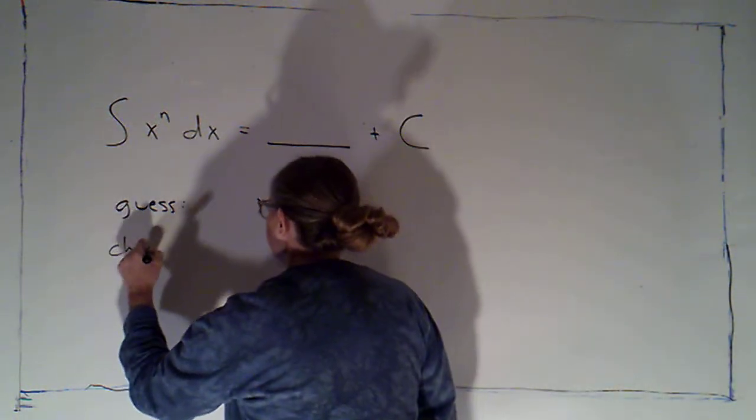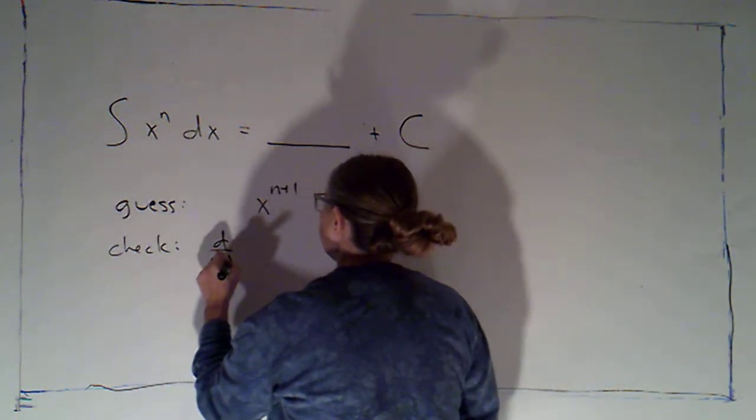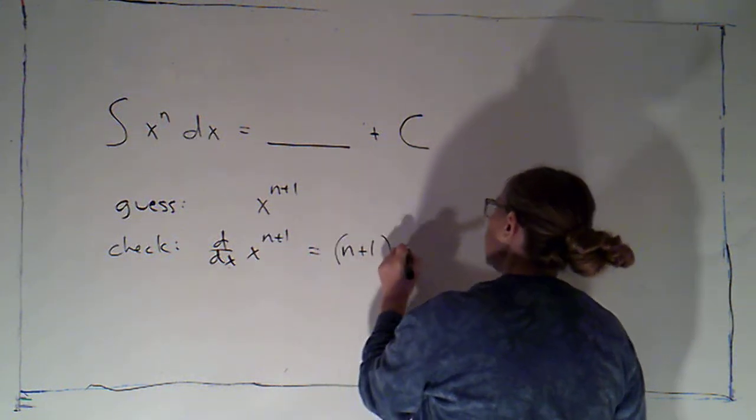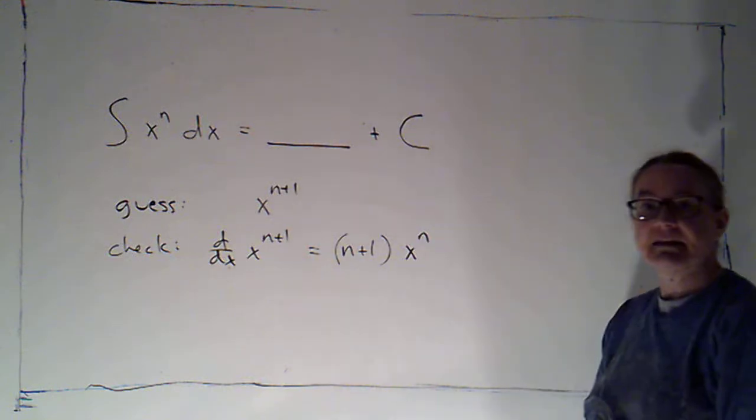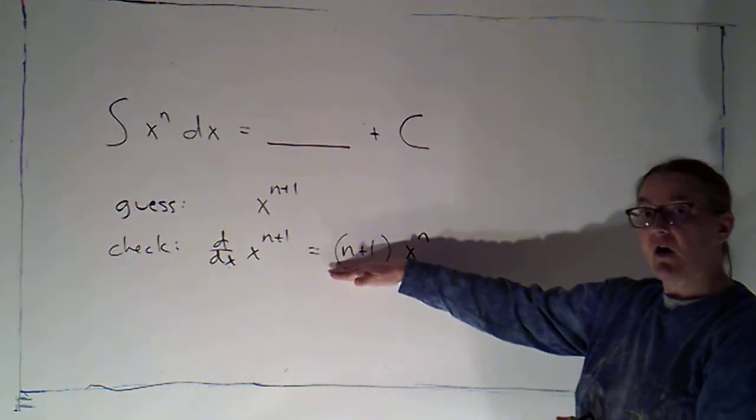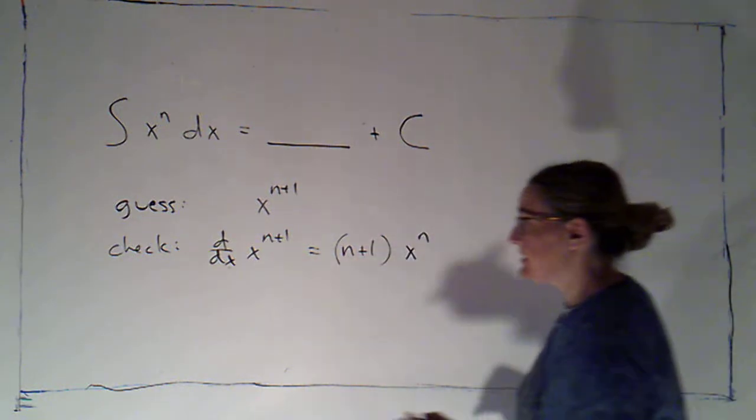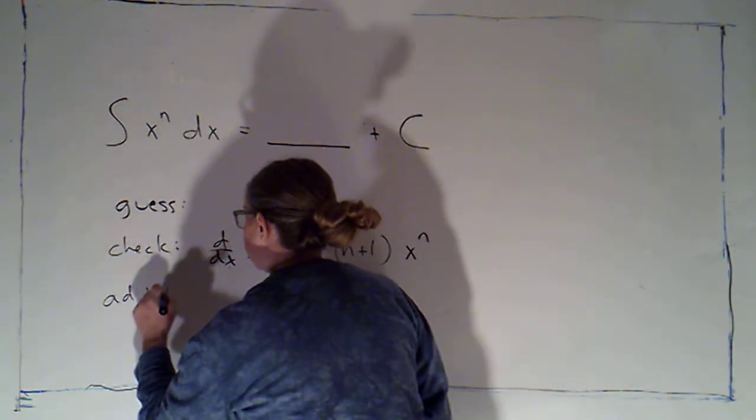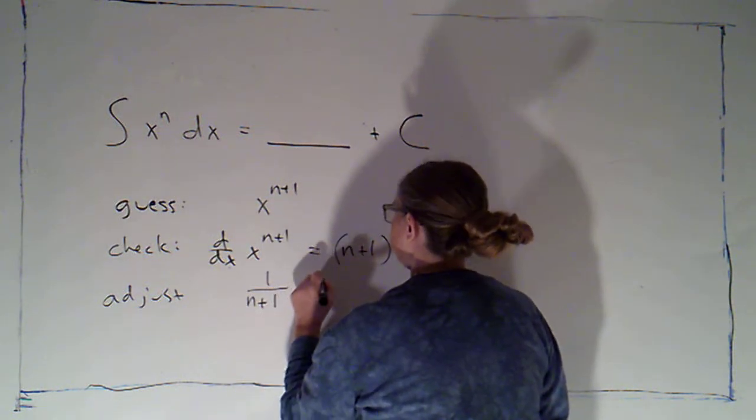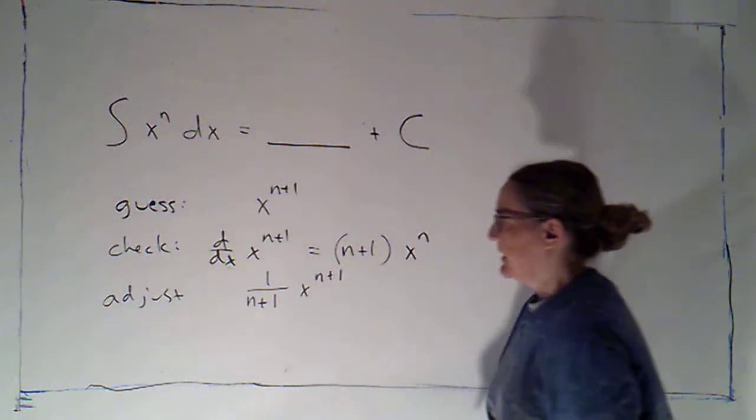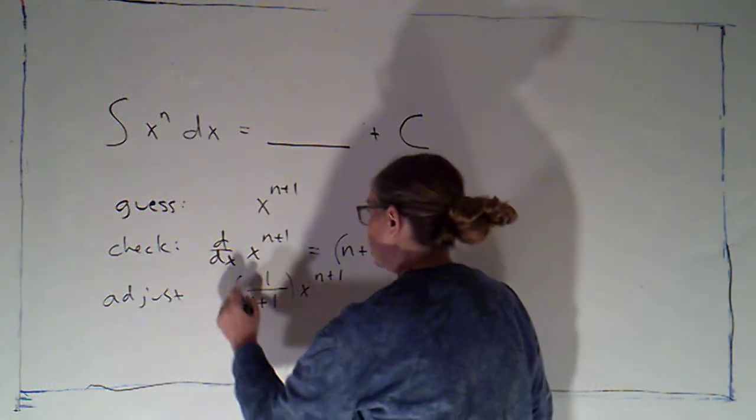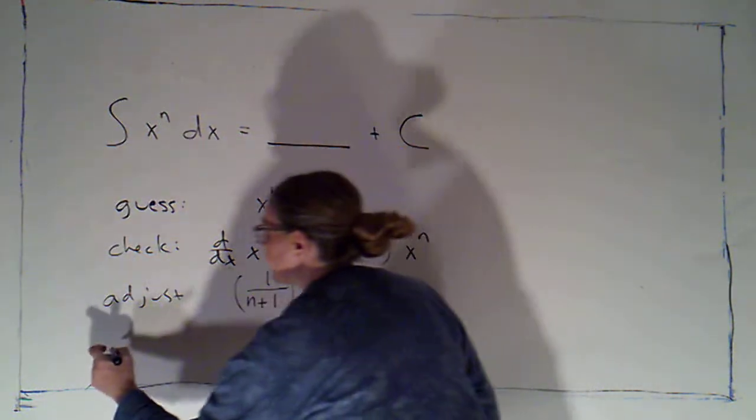So I check, and I say the derivative of x to the n plus 1 would be n plus 1 times x to the n. So I do have the x to the n that I want. I'm off by this constant, n plus 1, so let's adjust by dividing out by that constant. So let's try 1 over n plus 1, that's just a constant, times x to the n plus first power.